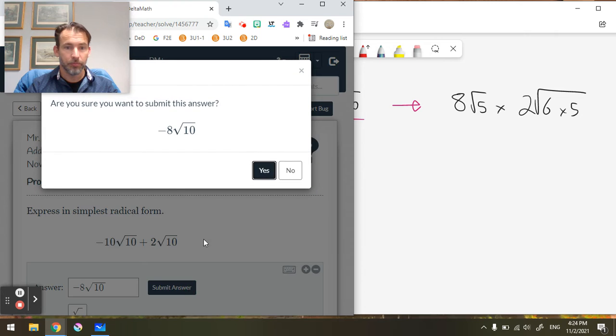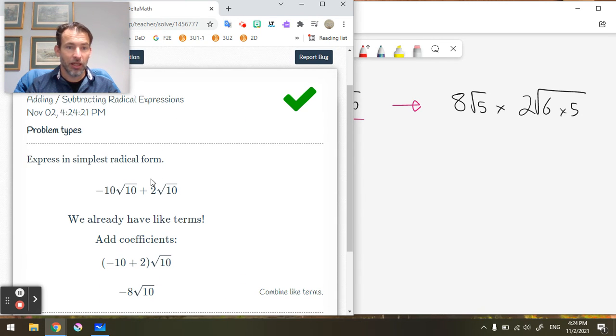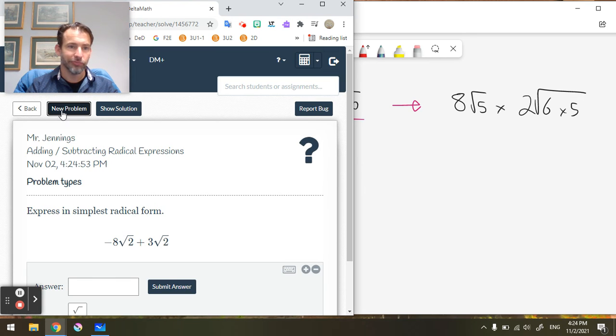Submit answer. Yes. Okay, that's correct. And we already have like terms. Yay! But they're not always going to give you like terms. Let's look at some more. That's a like term. Maybe I should ask you to do more of these. There we go. That's a good one.